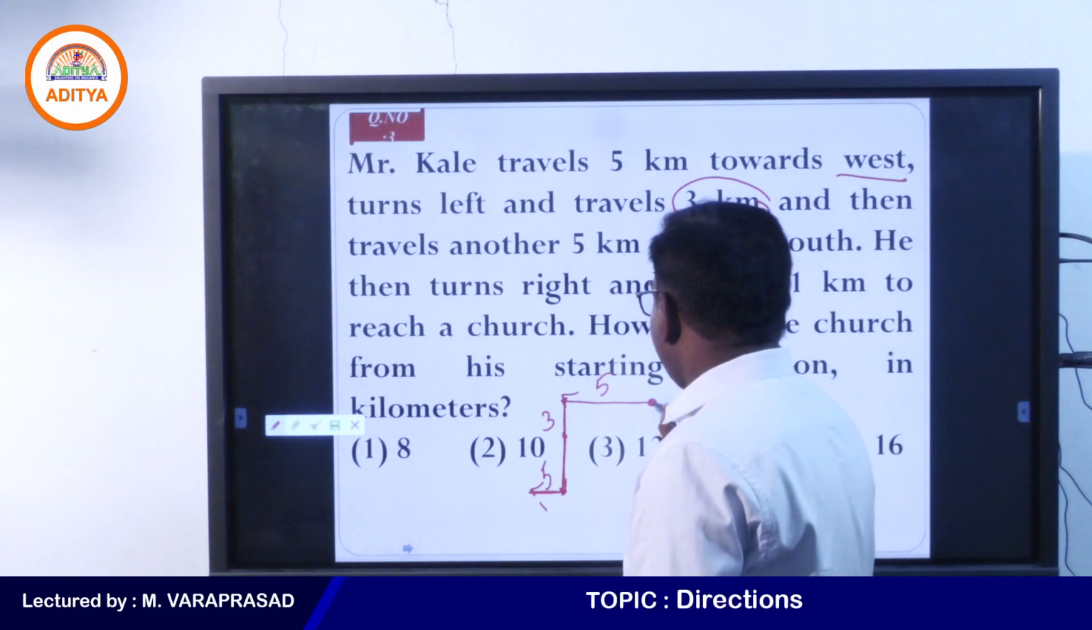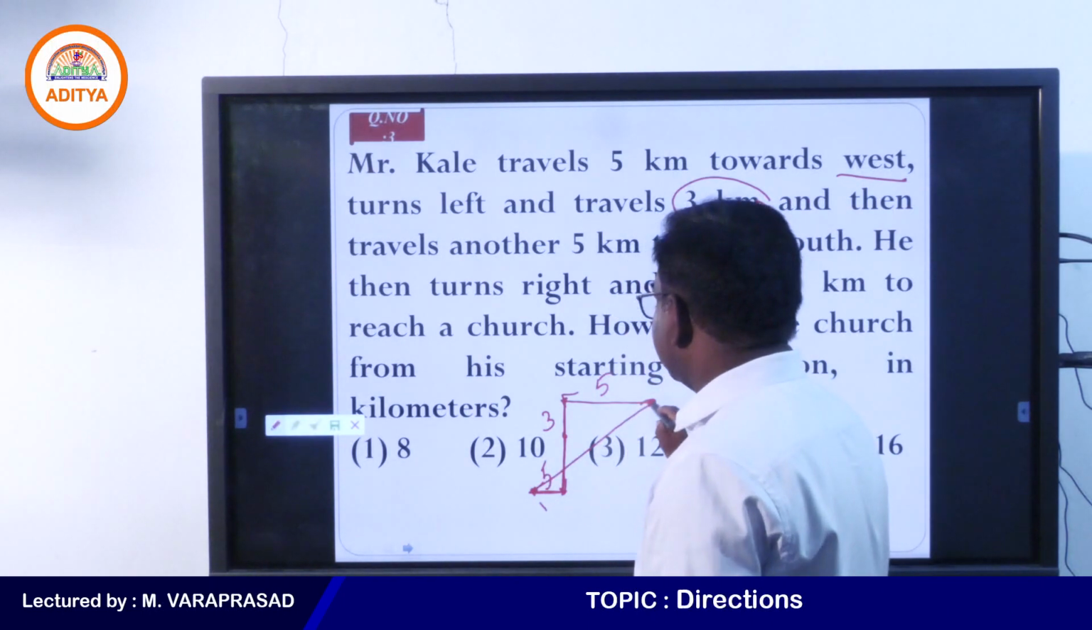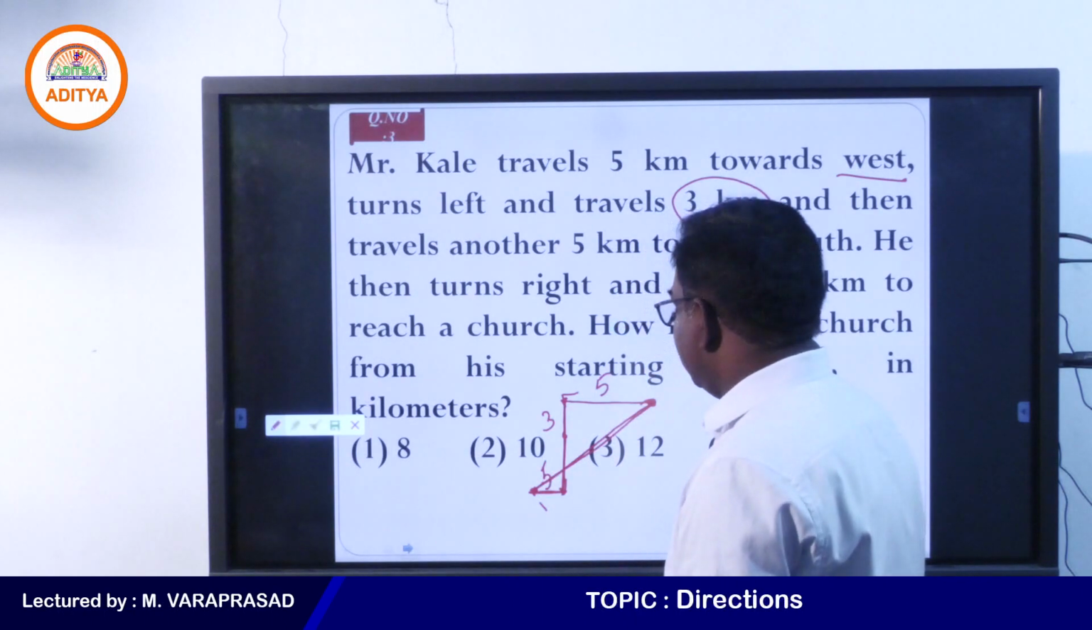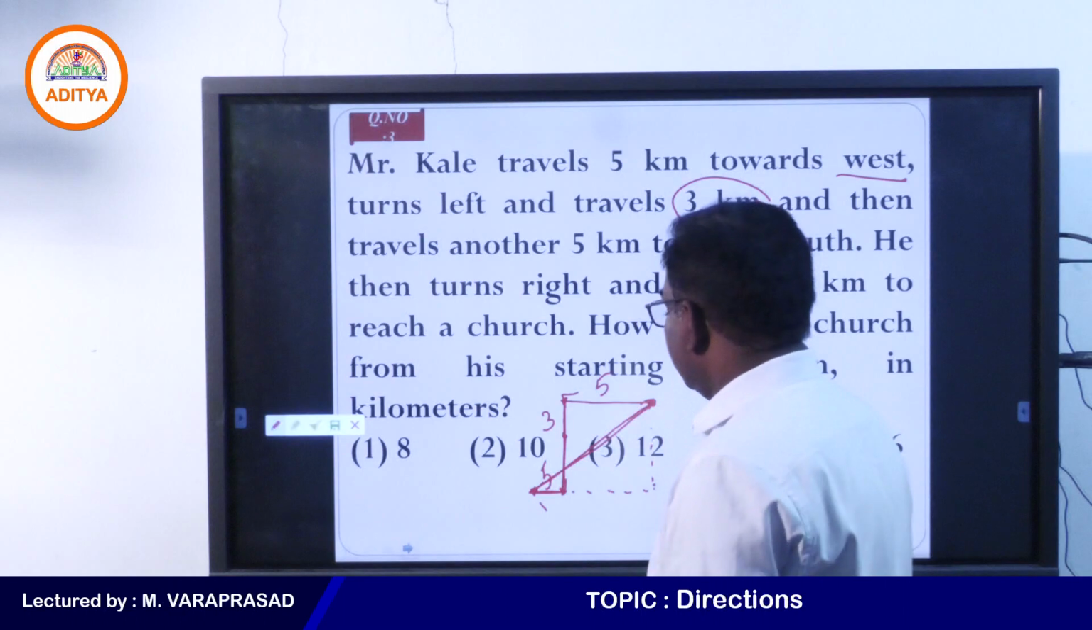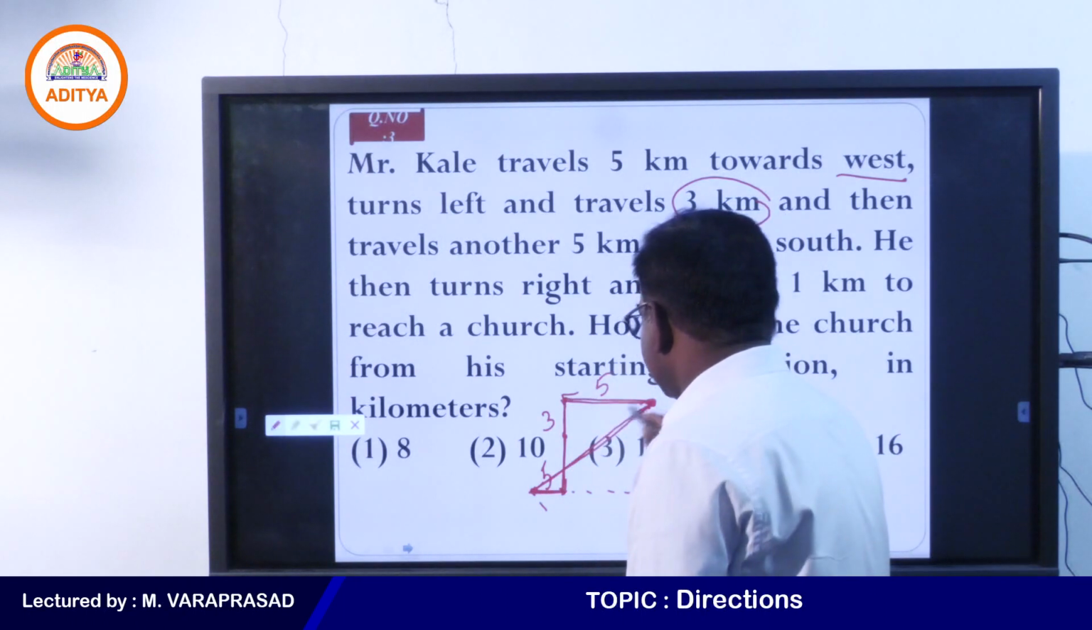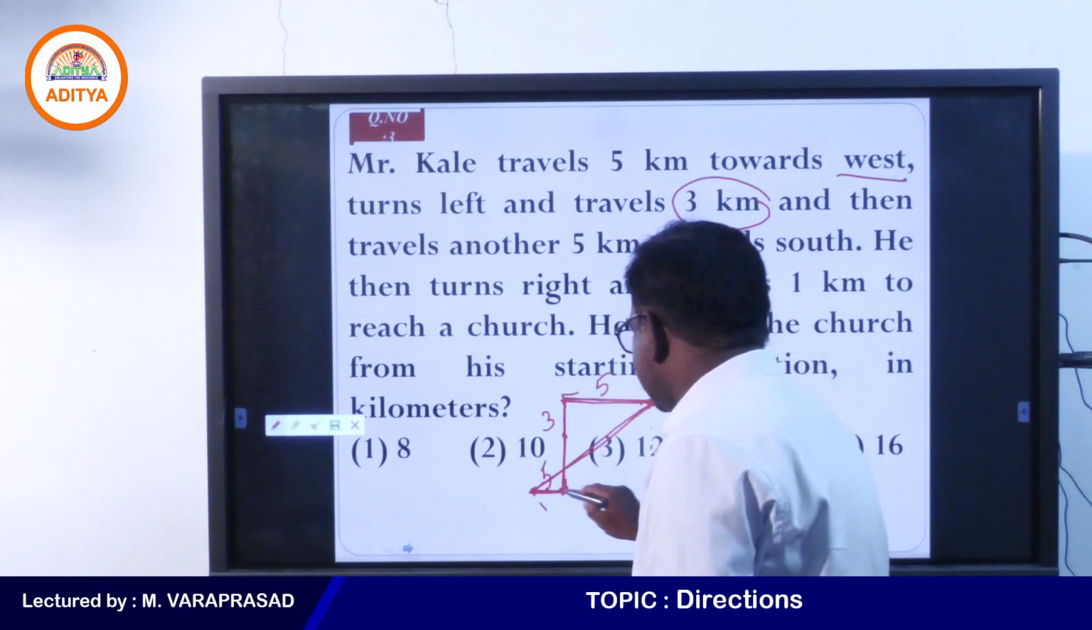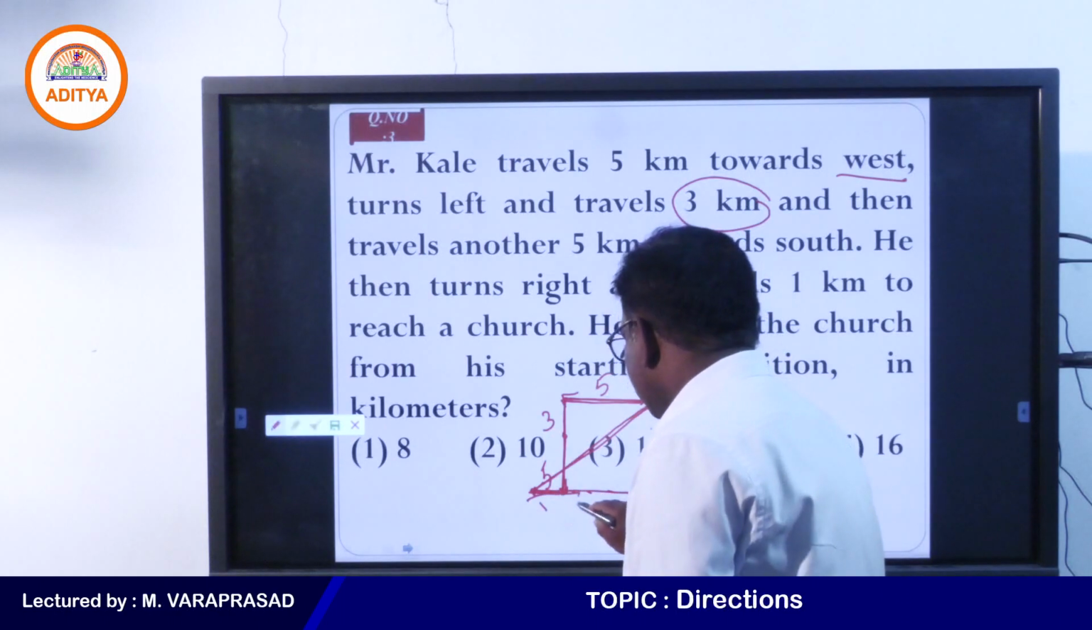So this is the initial point, this is the final point, and this distance is what is being asked. How to get this distance? Draw a diagram here to use the Pythagoras way. So this one is 5 and this one is 1 and this one is 5. The total here is 6.